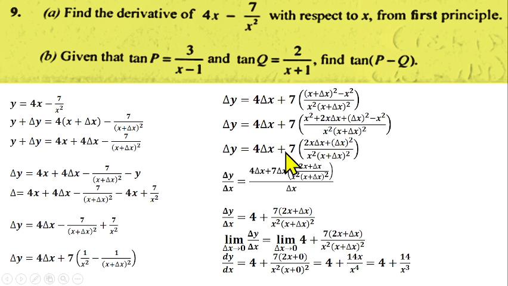So that is the differentiation of this function used from the first principle. I hope you understand that. Let's do question number 9b, which is from a trigonometric ratio, tan. Trigonometric ratio of a compound angle, sorry. Not just trigonometric ratio, but trigonometric ratio of compound angle, because you're having tan p minus q here, this is compound angle.